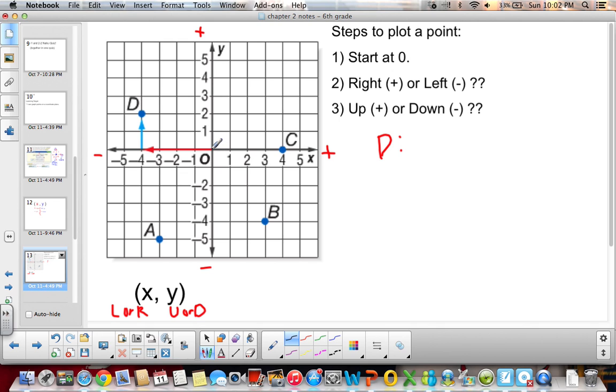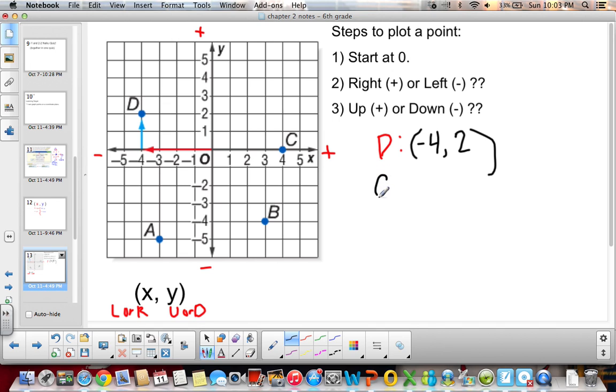And I can see that I have to go over 1, 2, 3, 4 spots to the left, which brings me to -4. Okay, because we're always going left or right first. I have to go left. Left means negative, and I'm going to -4. So my first point in my ordered pair, my first value, is going to be -4, because I had to go over -4. Now I have to go up 2. Up is positive, so therefore my point for D is -4, +2, or -4, 2.